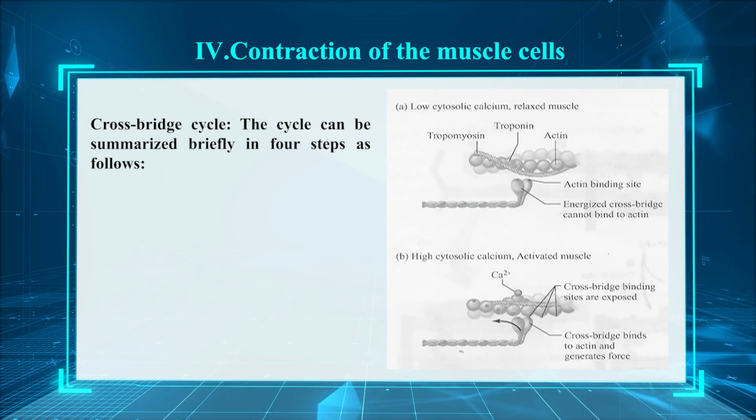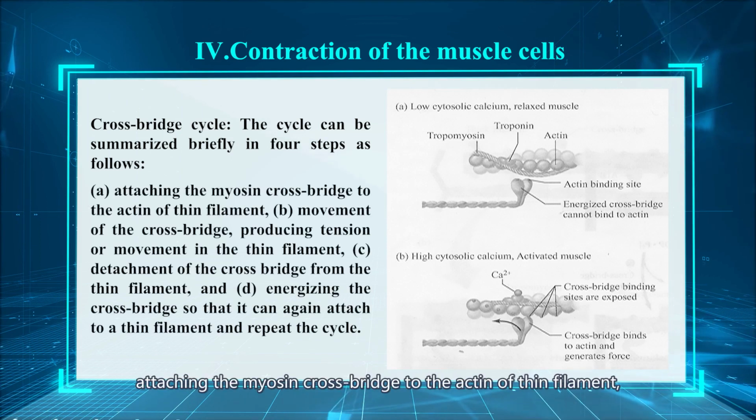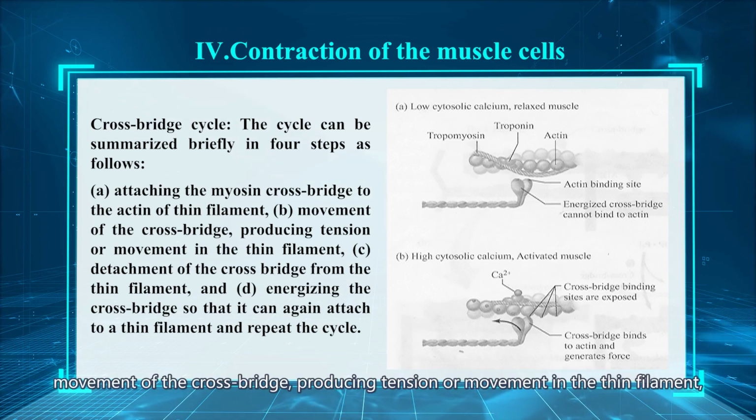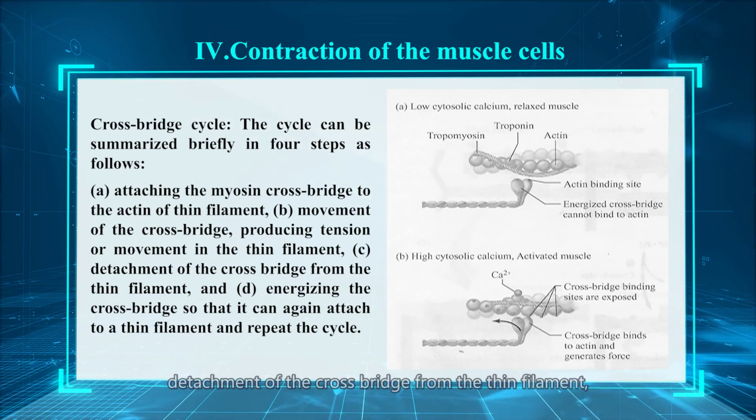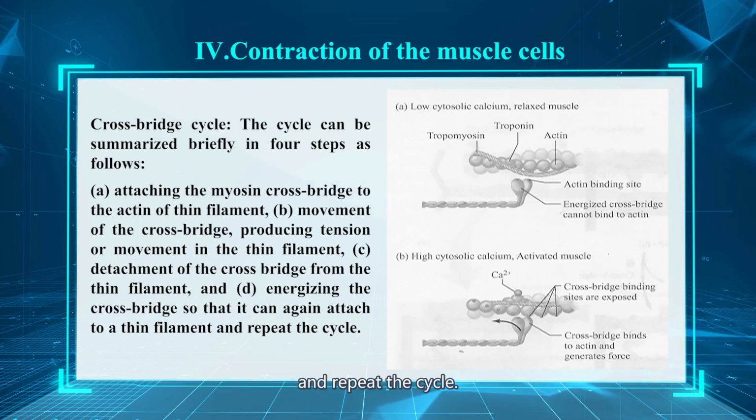Cross bridge cycle. The cycle can be summarized briefly in 4 steps as follows. Attaching of the myosin cross bridge to the actin filament. Movement of the cross bridge producing tension or movement in the thick filament. Detaching of the cross bridge from the thin filament. And energizing the cross bridge so that it can again attach to the thin filament and repeat the cycle.